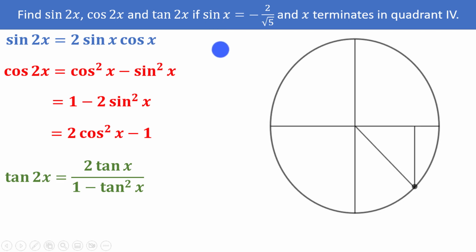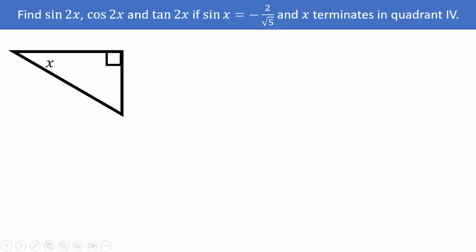We can do this by drawing a triangle in the fourth quadrant. We are told that x terminates in the fourth quadrant, so we can think of x as the interior angle of the triangle. Technically, x is the angle that goes all the way around the circle until we hit this line right here, but it's easier to think of x as the interior angle of the triangle. Everything will work out as long as we consider which quadrant we are in when assigning the side lengths of the triangle. Let's work with this triangle on the side.